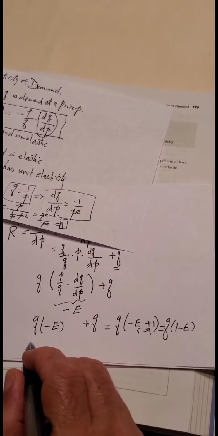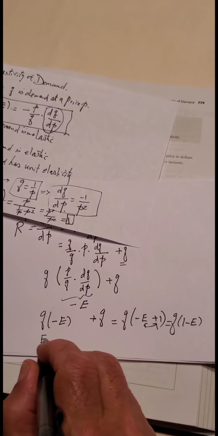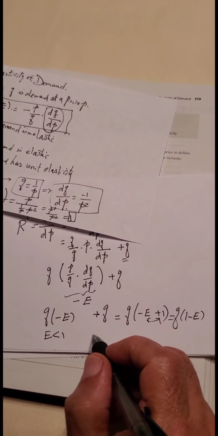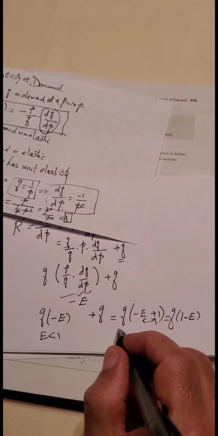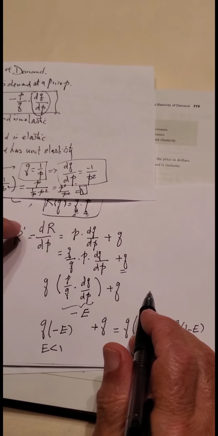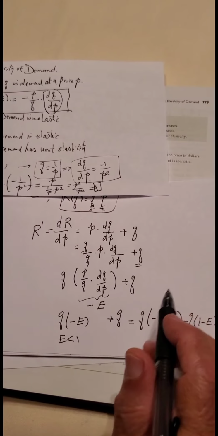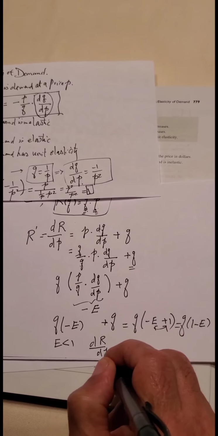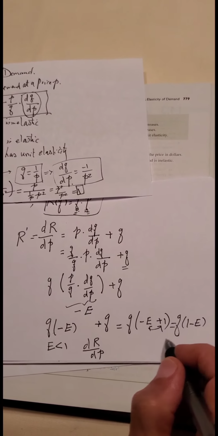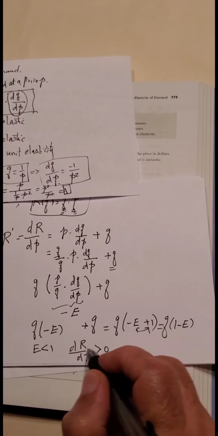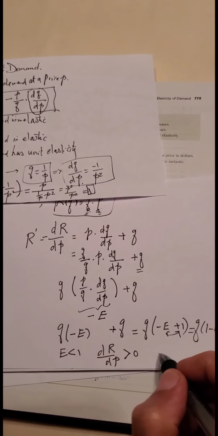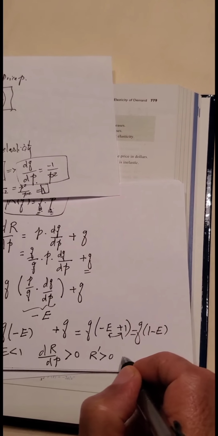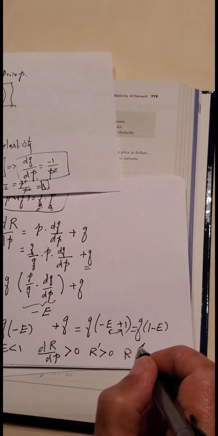So here the case would come. If E is smaller than 1, therefore what you have is R prime, or dR over dP, that becomes something positive. When dR over dP is positive, that means when R prime is positive, remember, then R would be increasing.